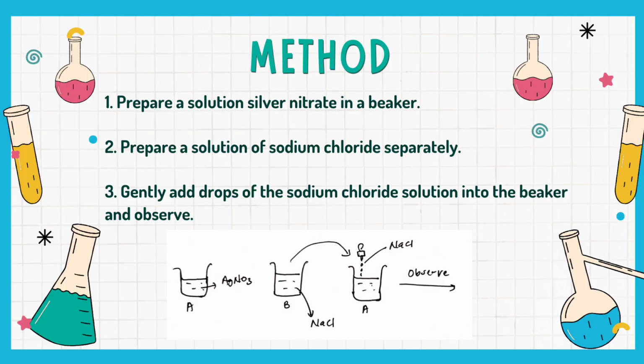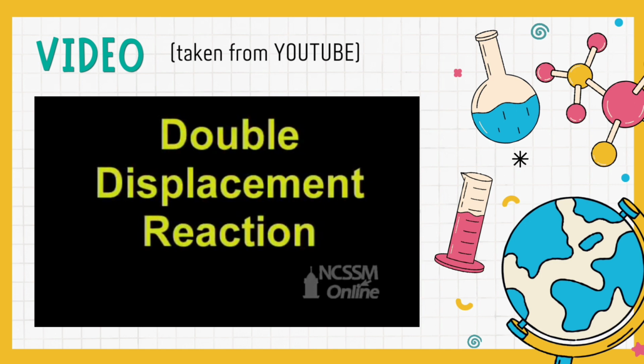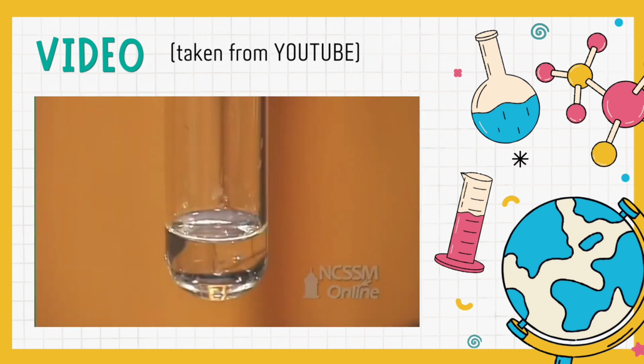Next, we are going to look into methods to produce precipitation of argentum chloride. First, prepare a solution of silver nitrate in a separate beaker. Then, prepare a solution of sodium chloride in another separate beaker. After that, gently add drops of sodium chloride solution using a dropper into the beaker containing silver nitrate, and then observe the reaction. Alright, so now let's watch a video about precipitation or double displacement reaction.